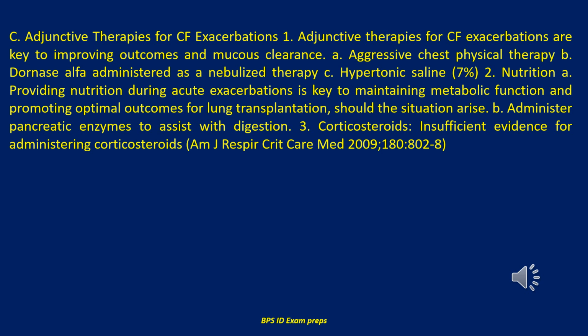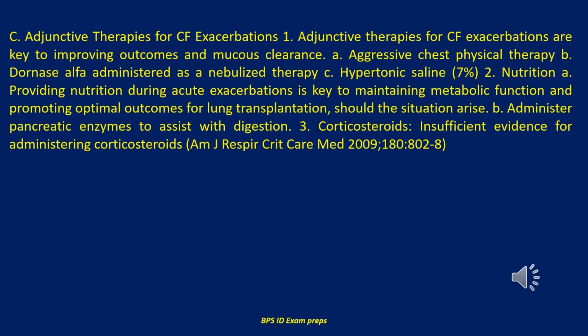We will now discuss the adjunctive therapies for cystic fibrosis exacerbations. 1. Adjunctive therapies for cystic fibrosis exacerbations are key to improving outcomes and mucus clearance. They include a. Aggressive chest physical therapy. b. Dornase alpha administered as a nebulized therapy. c. Hypertonic saline 7%.